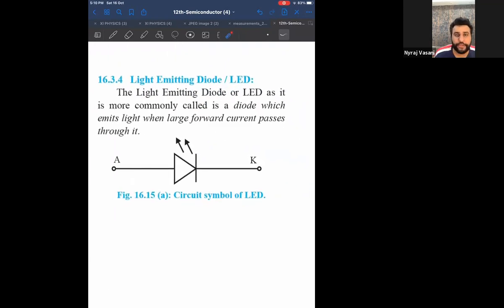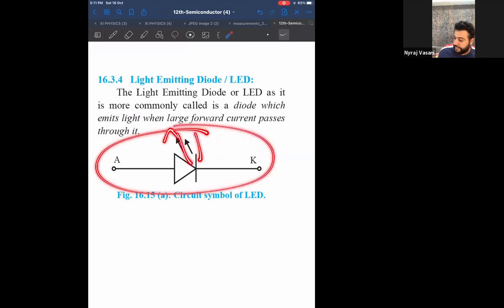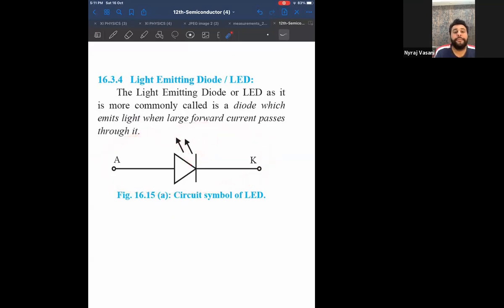The last topic for today is light emitting diode, LED. Before I start the topic, you don't have much to learn about it, except that we'll have to see which dopant will give you which color. That I will teach you. But did you understand the symbol of LED? It is exactly the opposite of photodiode. What was the symbol of photodiode? Light entering the diode. The symbol of LED is light leaving the diode. LED is exactly opposite of photodiode.